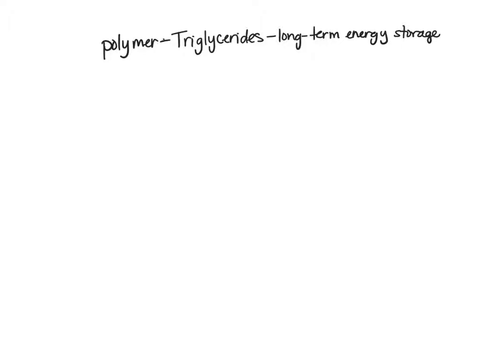So remember, we already talked about carbohydrates as being our short-term energy storage molecule. So we have glycogen that's stored in our liver, and when our body needs glucose and we haven't eaten recently, then our liver will break down the glycogen into glucose and then release it into the body.